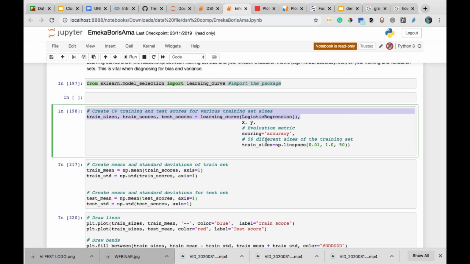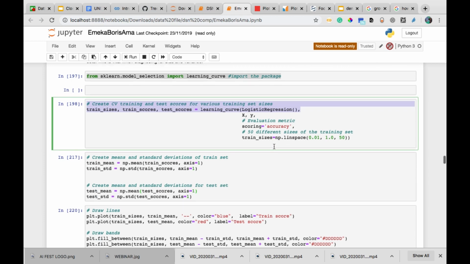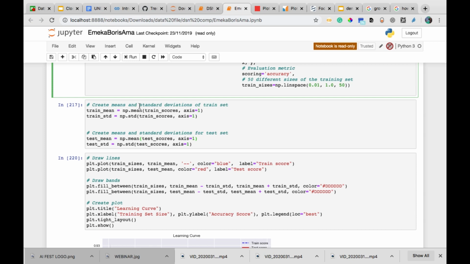we can pick the scoring method. What particular scoring method do we want to use? We could use the mean square error, but in this video we're going to be using the accuracy scoring method, and then we can pick our training size. The next thing we're going to do is create the mean and standard deviation of the train set and the test set.